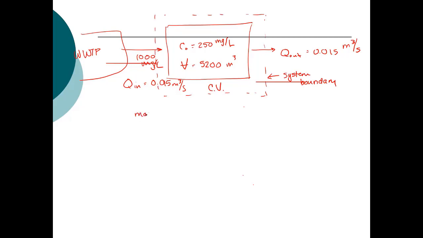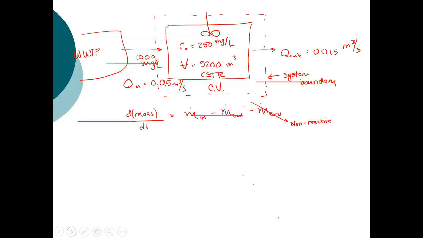So the change in mass with respect to time is equal to mass in minus the mass out. And if we had a reaction term, it would include the reaction term, but we don't since it's non-reactive. We're assuming the system is completely mixed, so we'll assume we have a CSTR. And we've assumed that the volume is constant.